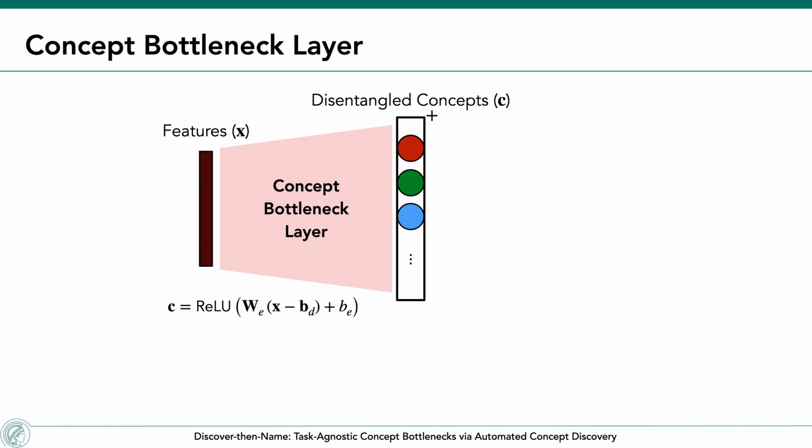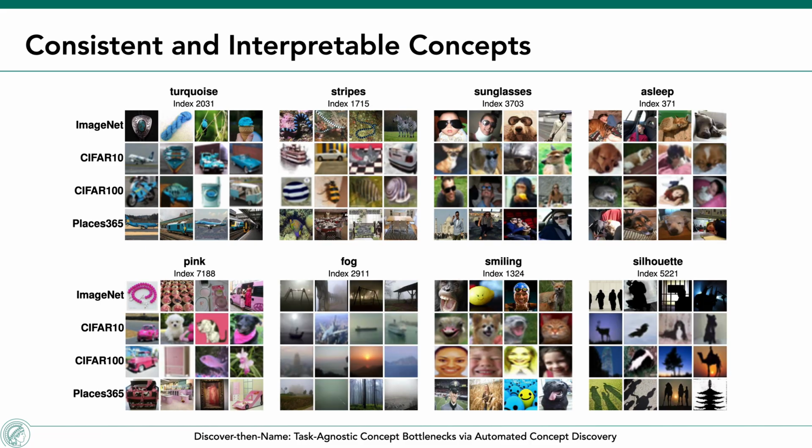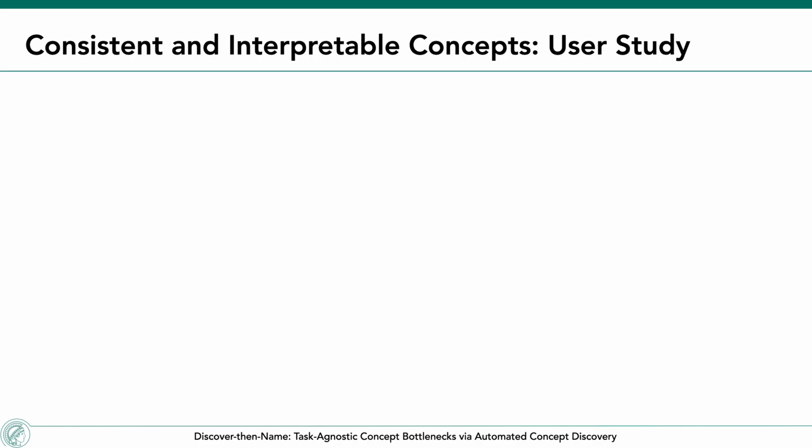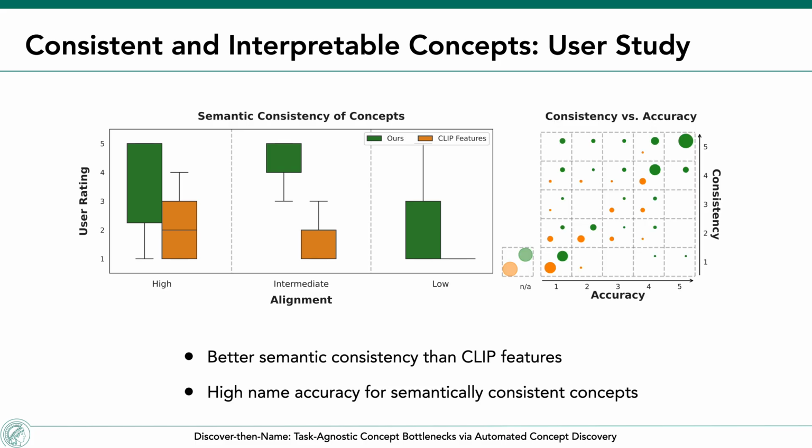At the end, we have a concept bottleneck layer given by the SAE encoder, along with a name assigned to each concept. The concepts are consistent across multiple datasets when looking at the top activating images, and the assigned name is appropriate. Here are some more examples. Additionally, with a user study, we find the discovered concepts to be more semantically consistent than CLIP features, and that highly consistent concepts are assigned accurate names.